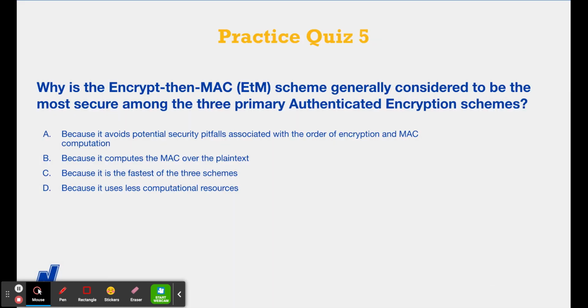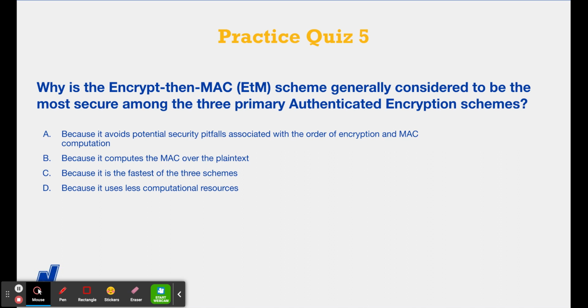Okay, first we're going to jump into some quiz questions. So, why is the encrypt then MAC (ETM) scheme generally considered to be the most secure amongst the three primary authenticated encryption schemes? Is it because it avoids potential security pitfalls associated with other encryption and MAC computation? Is it because it computes the MAC over the plaintext? Is it because it is faster than the other two schemes? Or is it because it uses less computational resources?